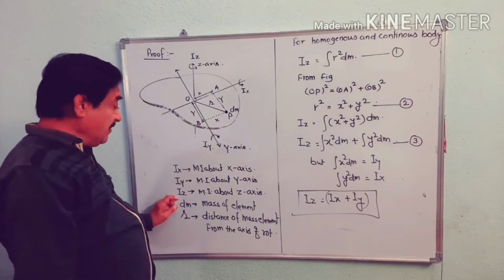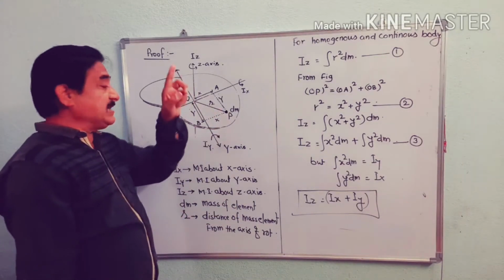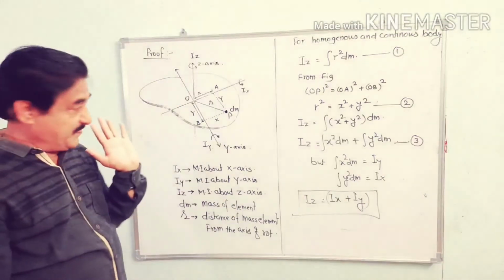So dm is the mass of element and r is the distance of mass element from the axis of rotation.